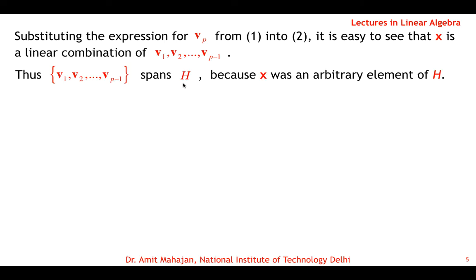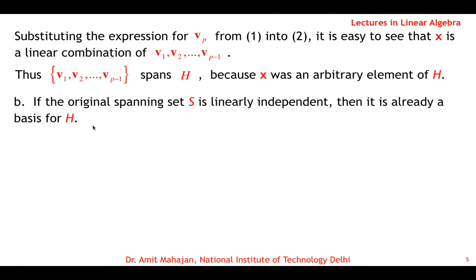So this was the first proof that if you remove the dependent vector, the new set will still span H. The second part is that we can find a linearly independent basis by doing this. If the original spanning set S is linearly independent, there is no dependent vector, then there is nothing to prove because that set spans H and is linearly independent, so it is a basis for H. So the proof is over here.